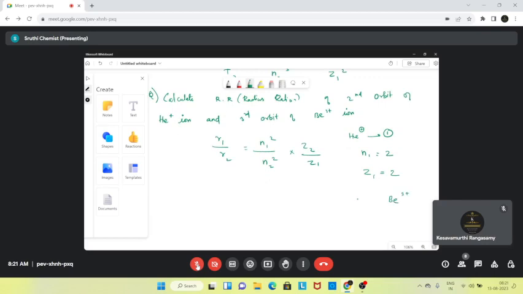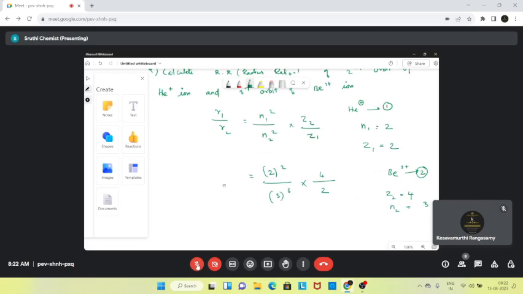Then let's do the same for the beryllium 3 plus ion. The atomic number of beryllium is 4, and N2, as given, is 3, so N2 squared is 9. Just substitute these values. N1 squared is 2 squared, divided by N2 squared which is 3 squared, into Z2 which is 4, and Z1 which is 2. So what's the answer? Do it and tell me. It's a simple calculation only, right?